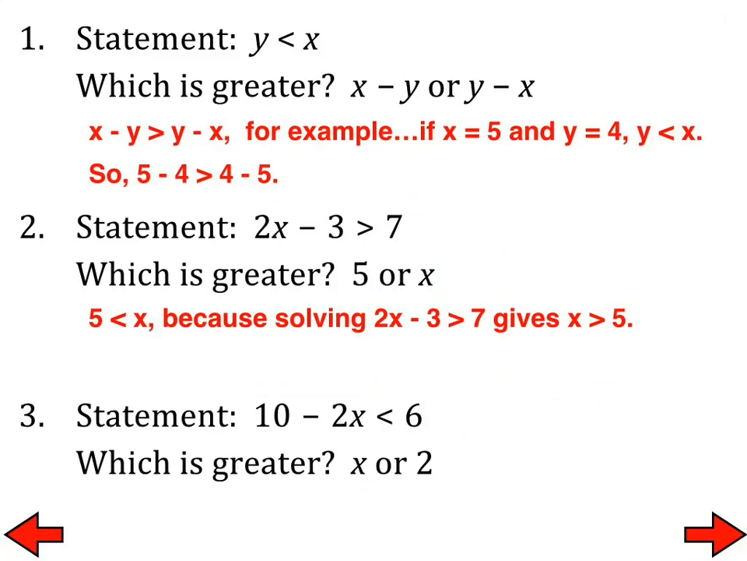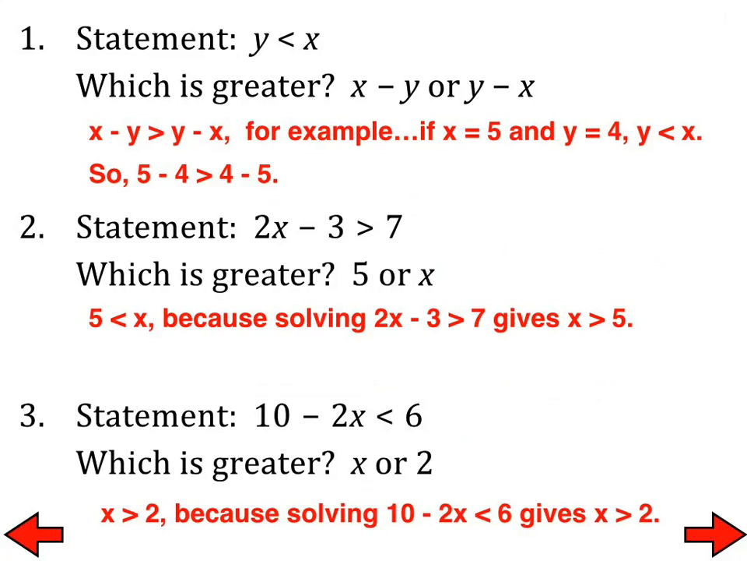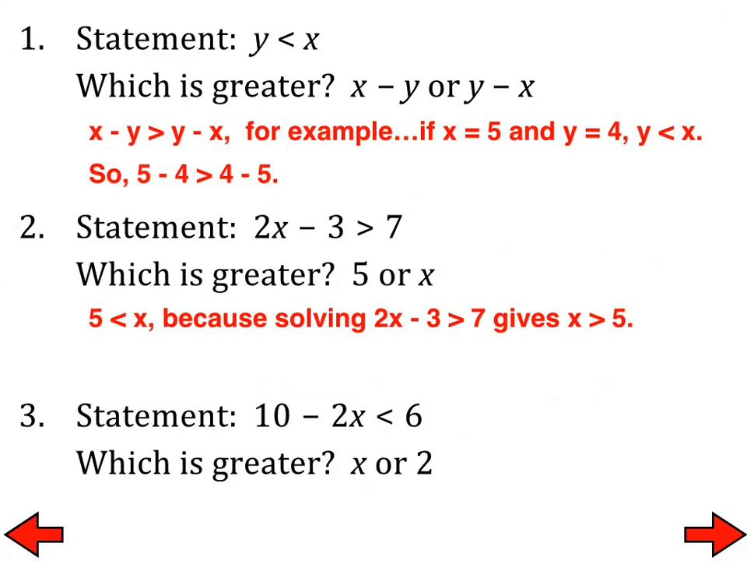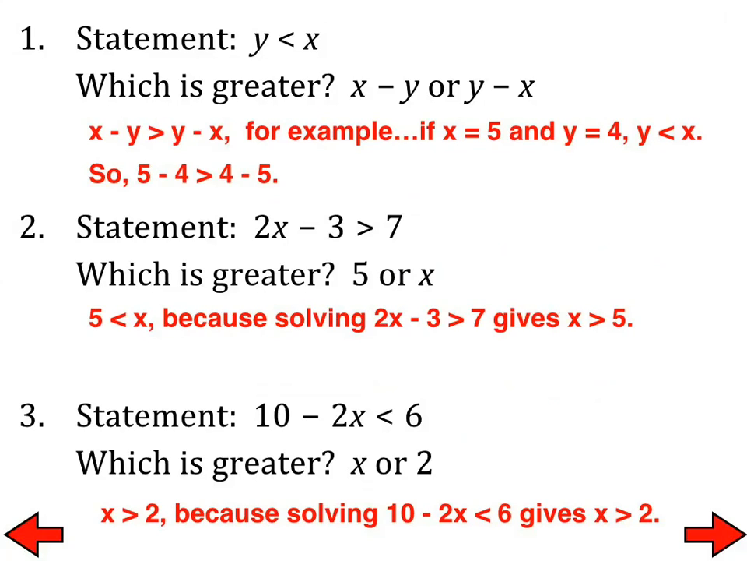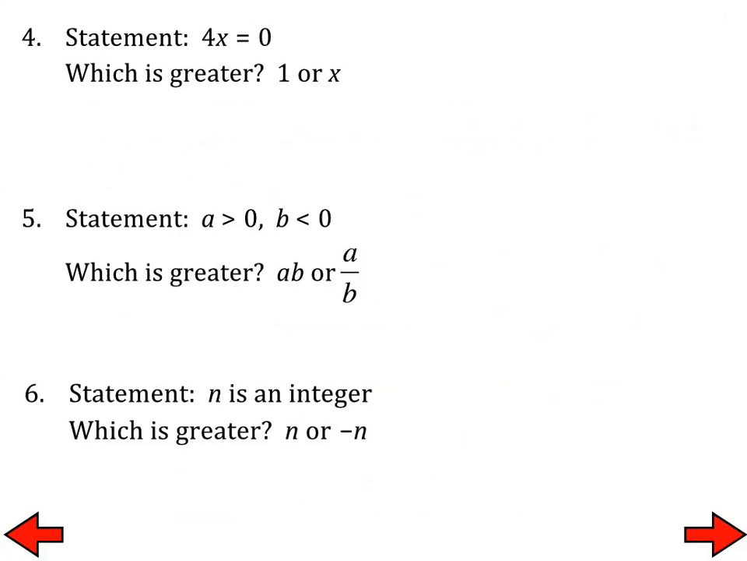Let's try number 3. All right, number 3, the statement is 10 minus 2x is less than 6. The question is, which one is greater, x or 2? X, because when you solve the inequality, you get x is greater than 2. Okay, good. X is greater than 2 when you solve the inequality, so therefore x has to be greater than 2. All right, let's go to number 4.